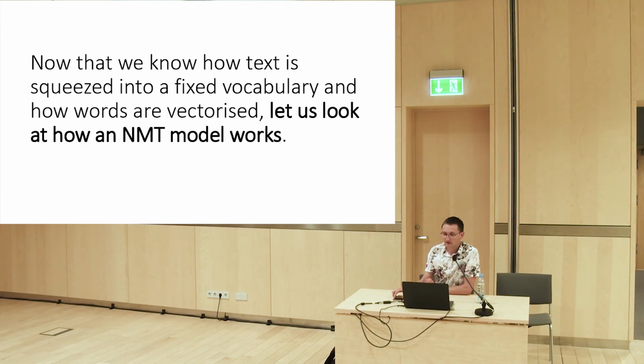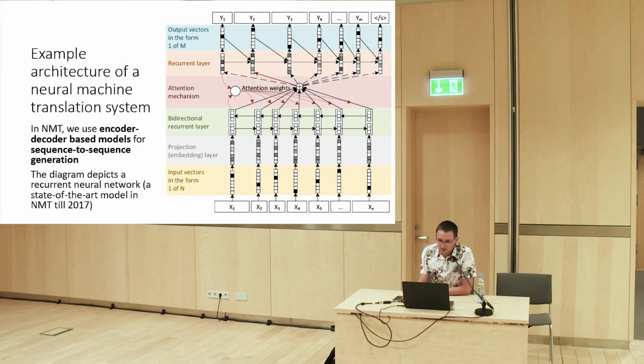So now that we know how text is squeezed into a fixed vocabulary and how words are vectorized, let's look at how an NMT model works. Up to now, we have talked about how neural networks work, and how we feed data into a neural network, so how we feed text into a neural network. But we haven't actually talked about neural machine translation models. So we'll use this example, which is an encoder and decoder-based model.